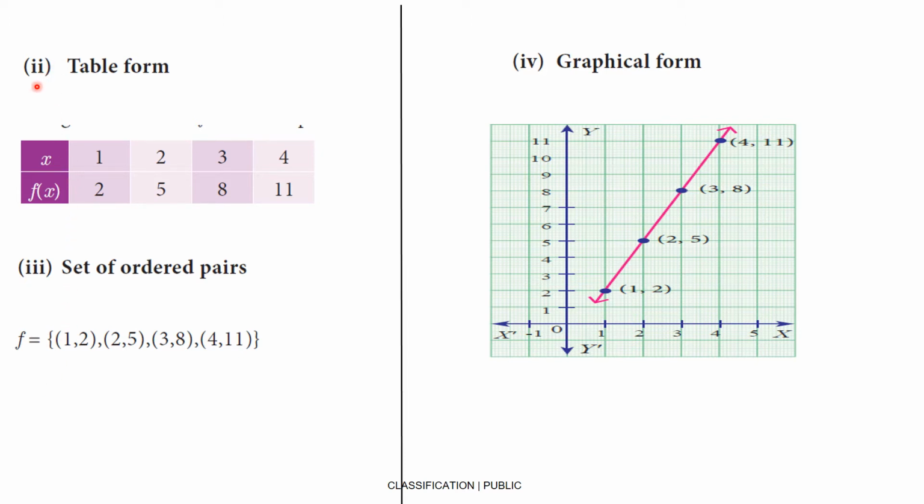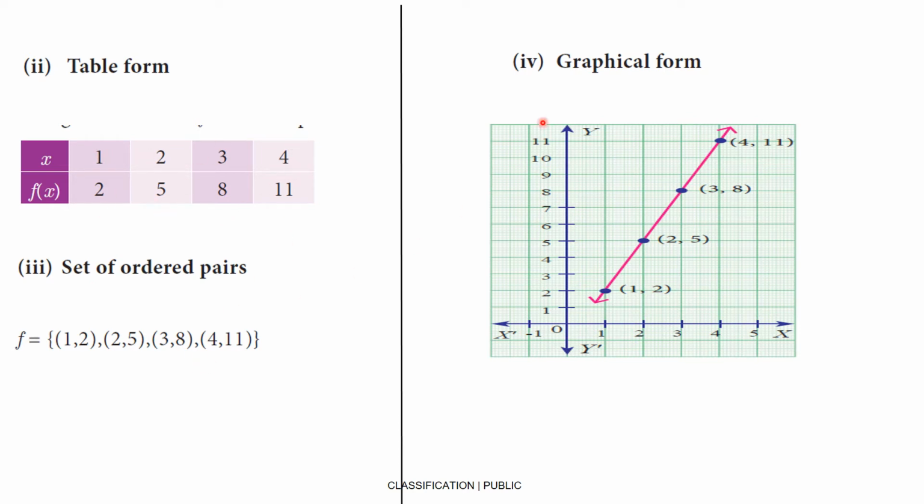Second, the table form. First x, the A elements 1, 2, 3, 4. f(x) = 3x - 1. We find the answers now: 1 is 2, 2 is 5, 3 is 8, and 4 is 11. You write it in the table. Clear? Next, the set of ordered pairs. Already we know: (1, 2), (2, 5), (3, 8), (4, 11).